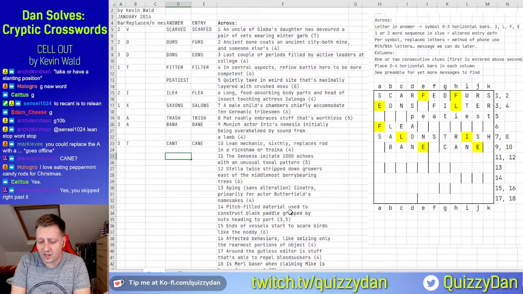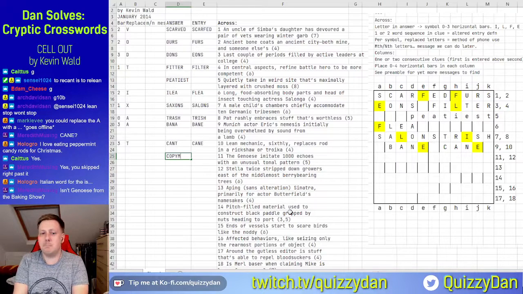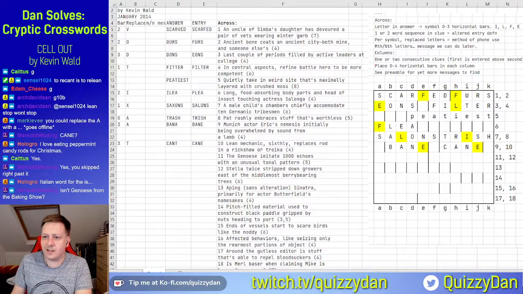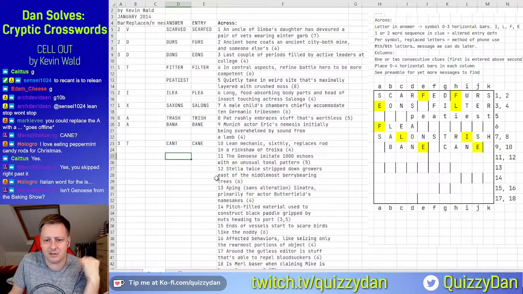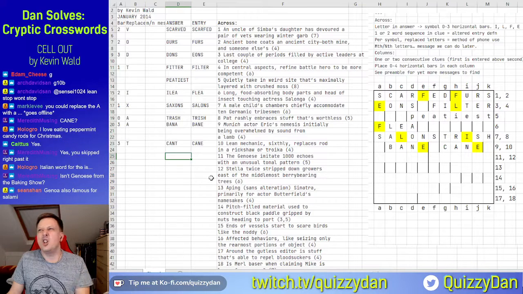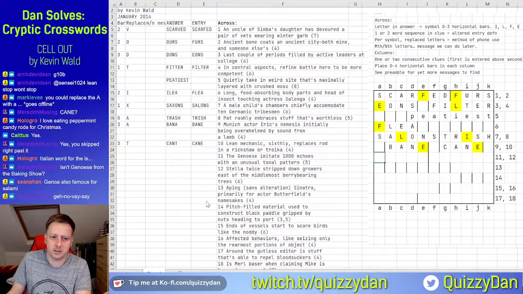Copy could be reverse. Copy M, and then Mipok. Am I not saying it right? The Genoese is definitely a type of some bakery thing, but it's a native of Genoa. Yeah, not Girona. Genoese. There we go. Imitate 1,000 echoes with an unusual tonal pattern. Yodely. Okay, gonna move on to 12.